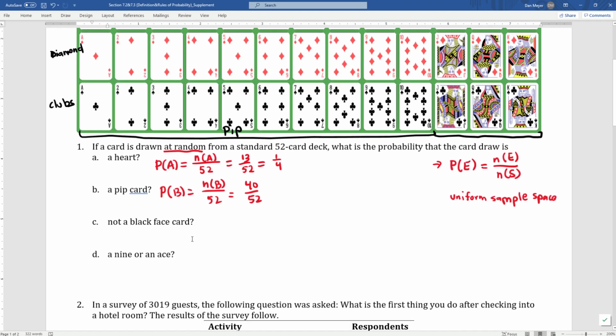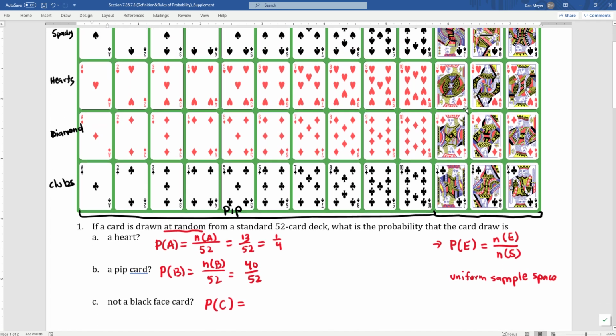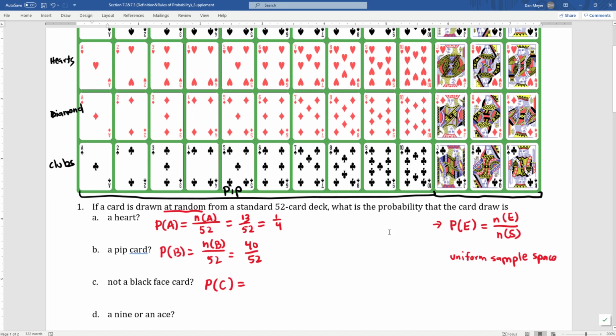The probability that it's not a black face card. We just have to count the probability of our event here in C. Probability that it's not a black face card. We could count all of the not black face cards, but it'd be easier to do 1 minus the probability of C complement. Let's go ahead and use that complement formula. What's the probability that I do pick a black face card? The complement is pick a black face card.